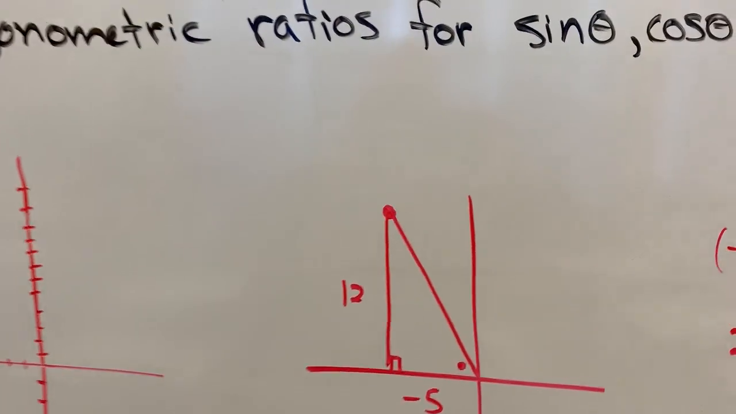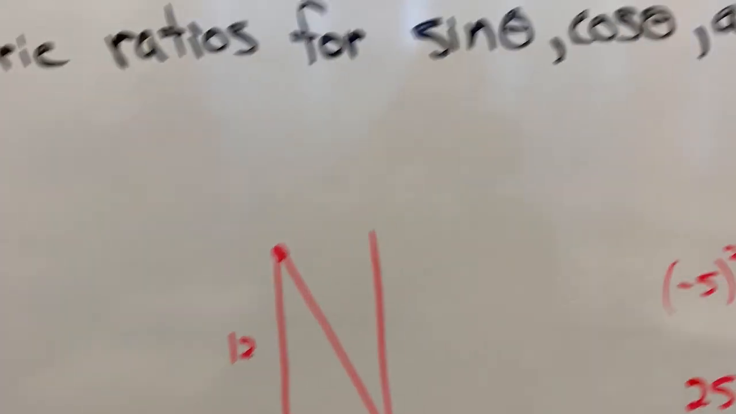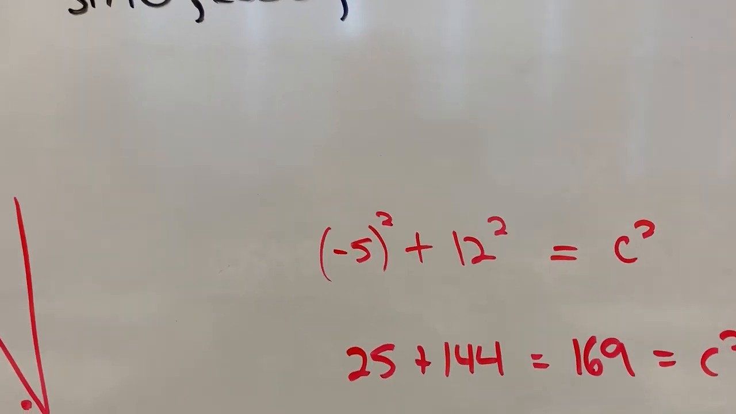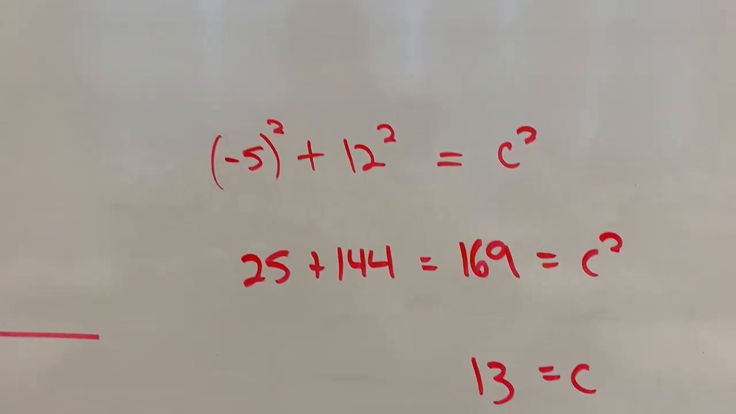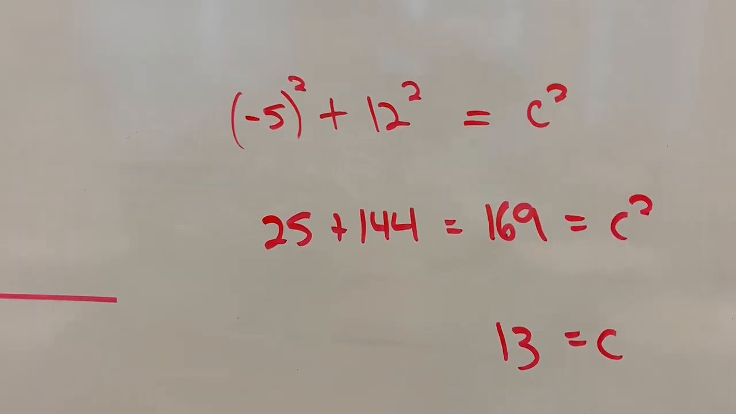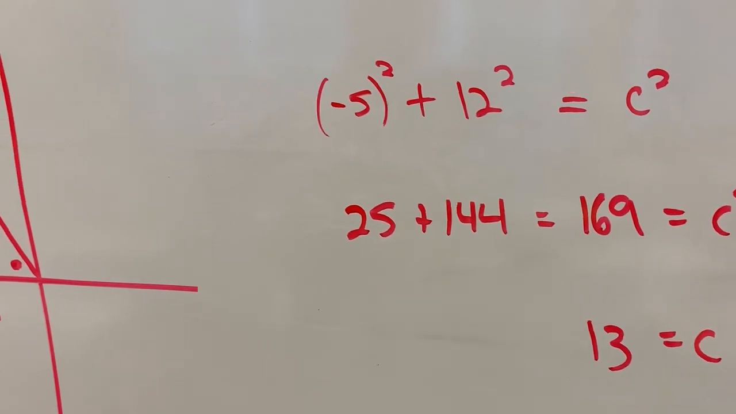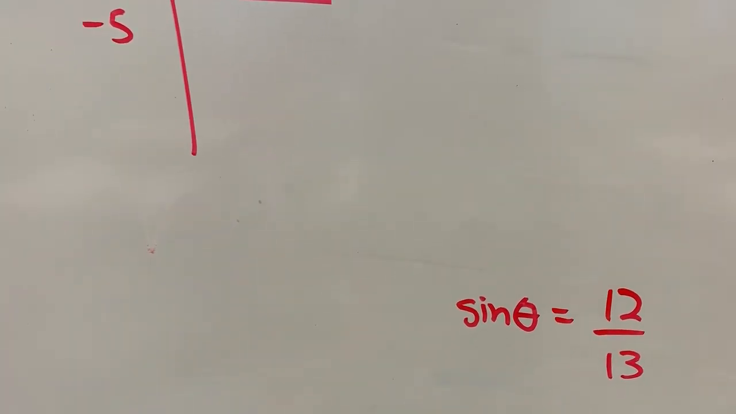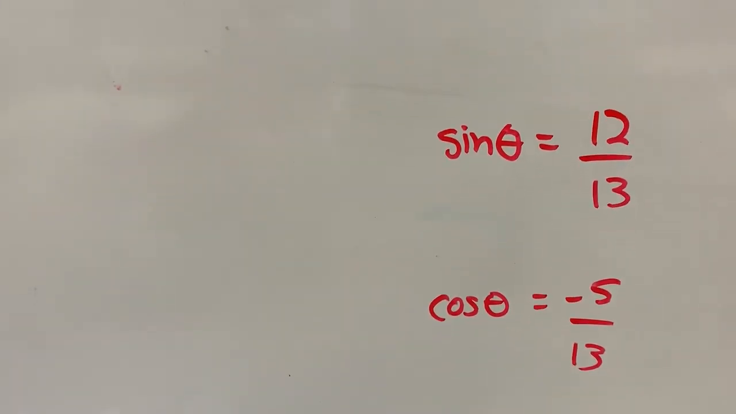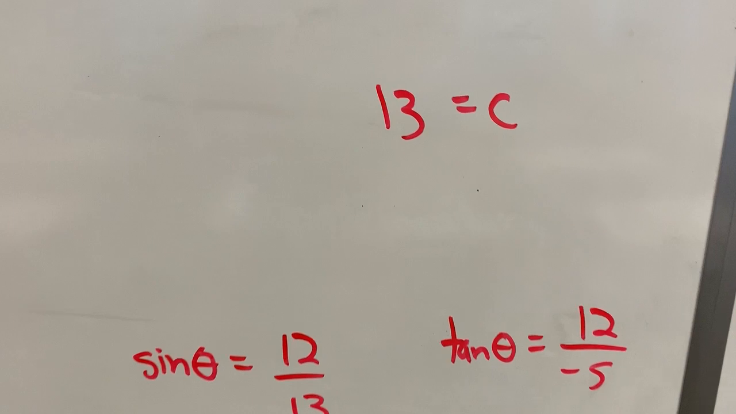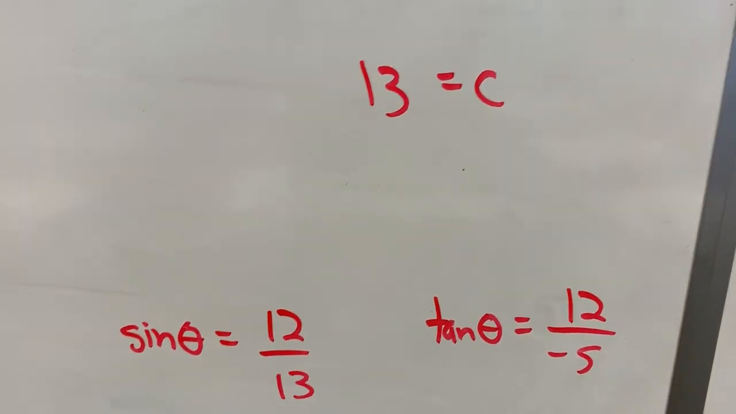So even if I don't worry about the negative here, whether I square negative or positive 5, I'm going to get 25 plus 144 is 169. If I square root that, I find out that that hypotenuse must equal 13. So now I can just use SOHCAHTOA and say, okay, well, sine of theta must be 12 over 13. Cos of theta must be negative 5 over 13. And tan of theta must be opposite over adjacent, 12 over negative 5.